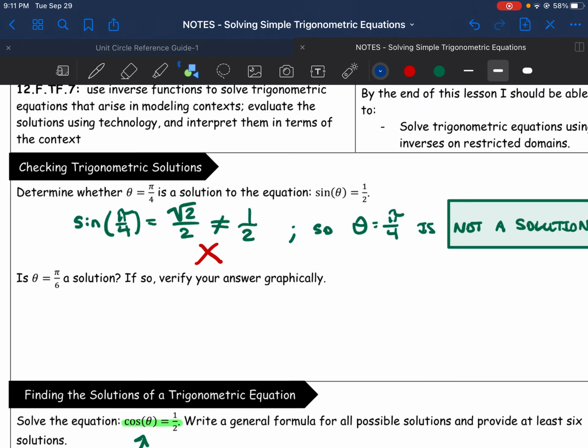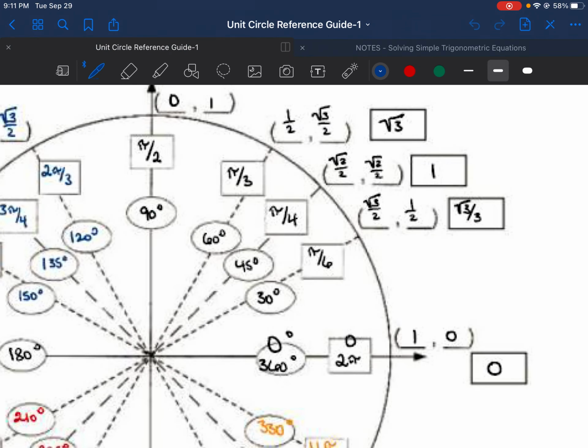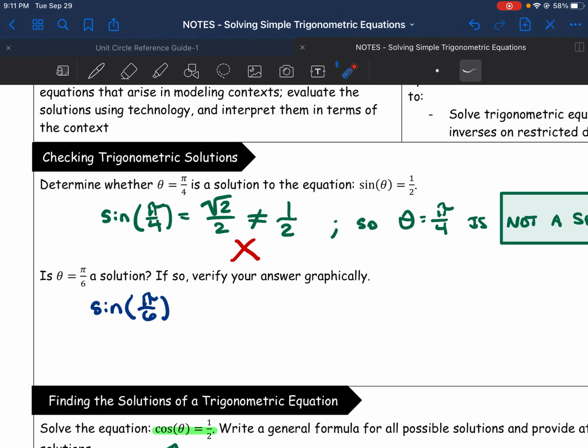Well, now let's check if theta equals pi over 6 is a solution. So we'll do the same thing here. Let's say sine of pi over 6. So we're substituting theta with pi over 6. Let's look in our unit circle. Pi over 6 is right here. The sine, or the y value of pi over 6, is 1/2. So the sine of pi over 6 equals 1/2.